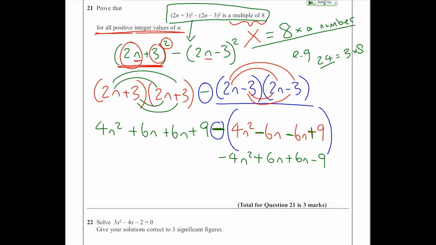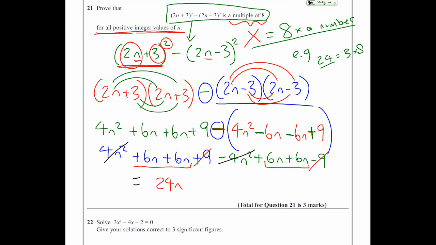If we put that together with what we had before, now we can start to simplify this. Add 9, minus 9, they disappear. Okay, 6n, add 6n, add 6n, add 6n. That's 24n. And the 4n squared minus 4n squared disappears. So the answer for all of that is 24n.